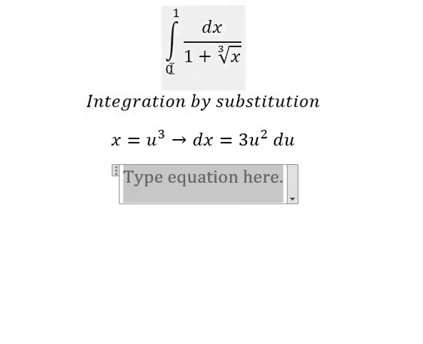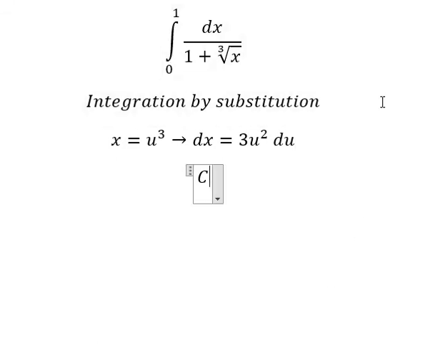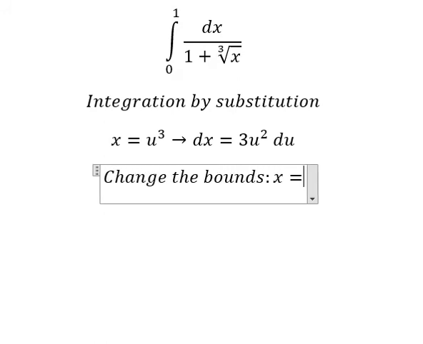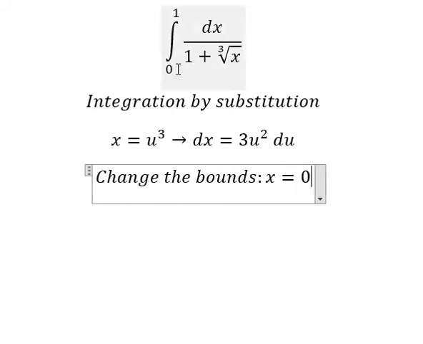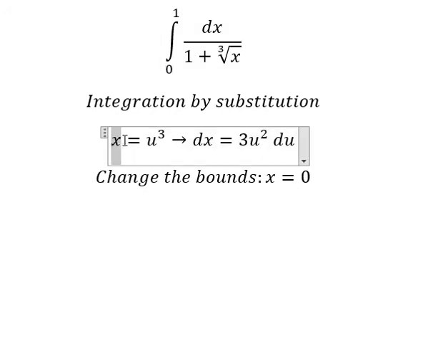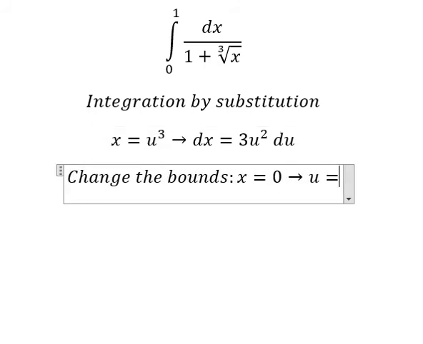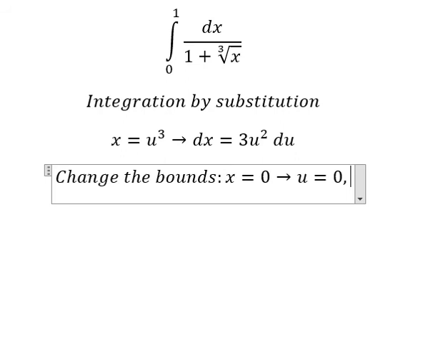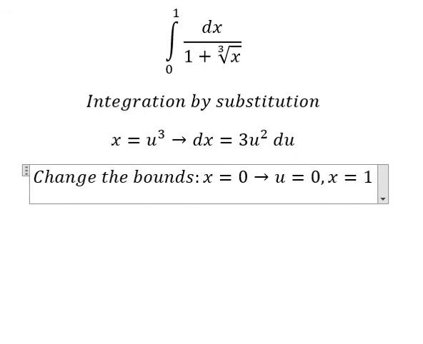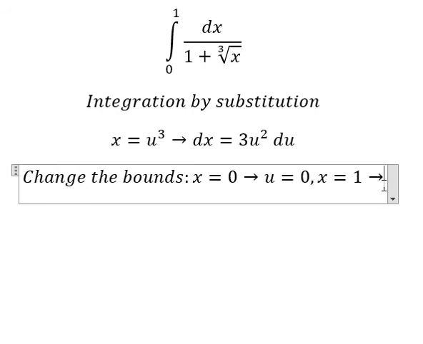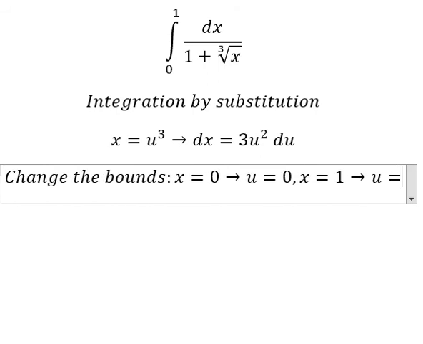Next, we need to change the bounds. When s equals 0, that is from here, so we put 0 here to find the value of u. And u equals 0 when s equals 0. When s equals 1, we put 1 here, and you get u equals 1.